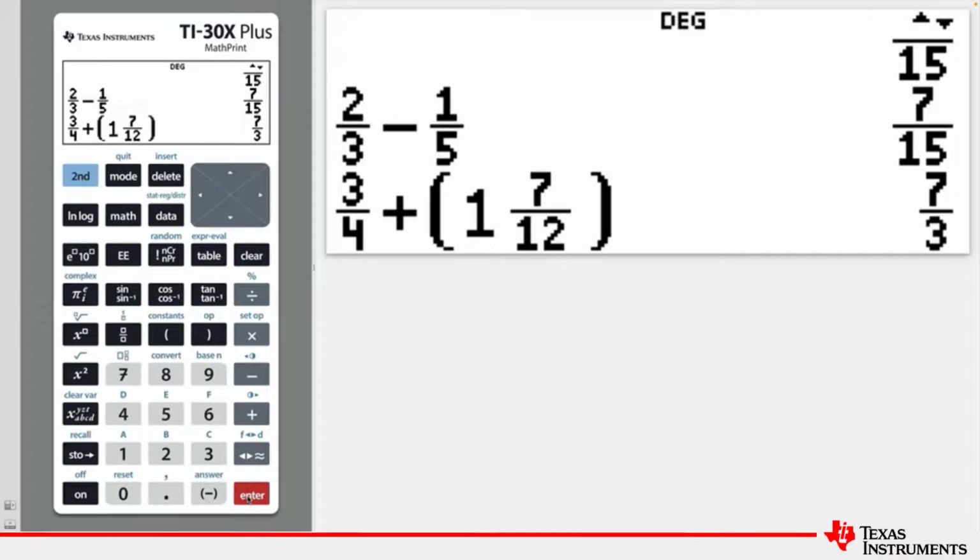Finally, in MathPrint mode, continued fractions can easily be entered with the repeated use of the fraction bar key, as follows.